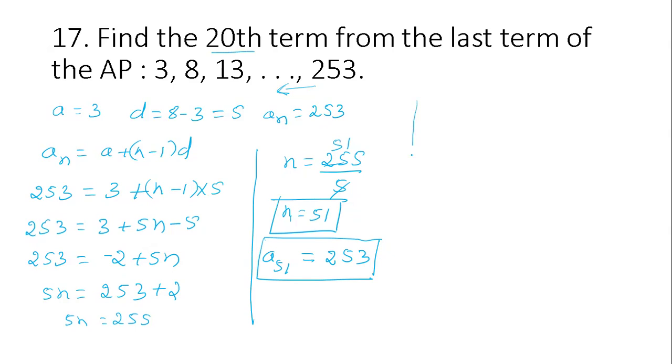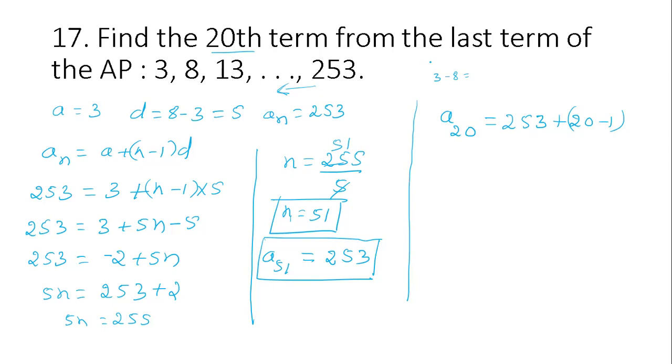They are asking here for A20 from the last side. A is the first term, 253 plus 20 minus 1. Here, the common difference D. From the last term, how do we find it? Just 3 minus 8, first term minus second term.